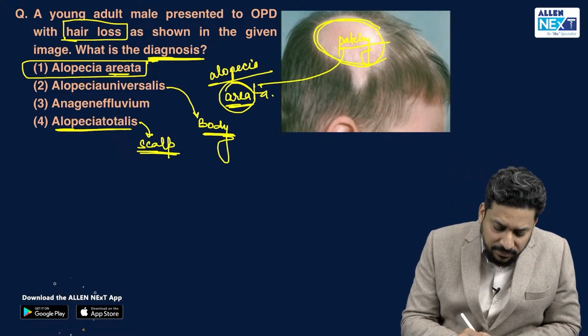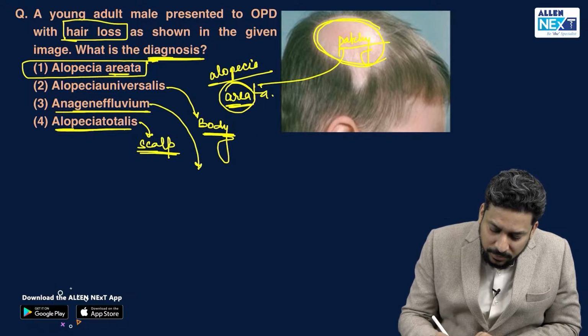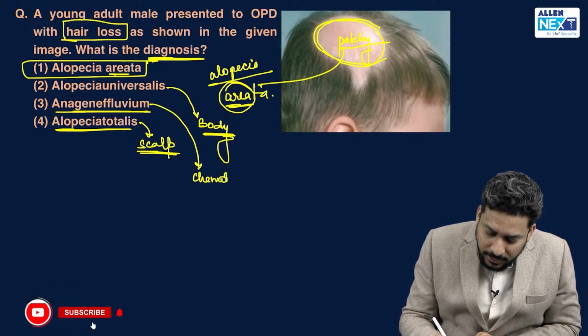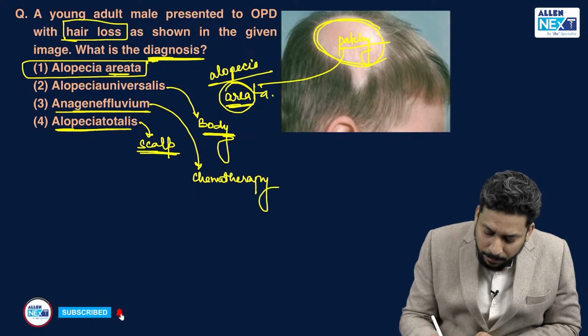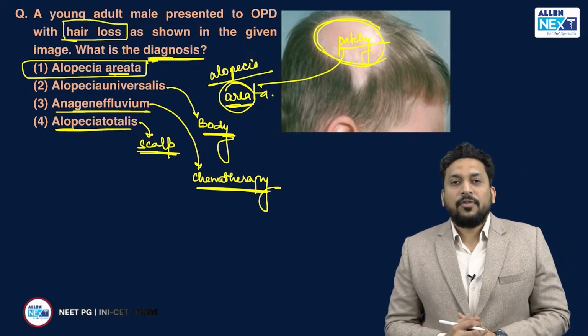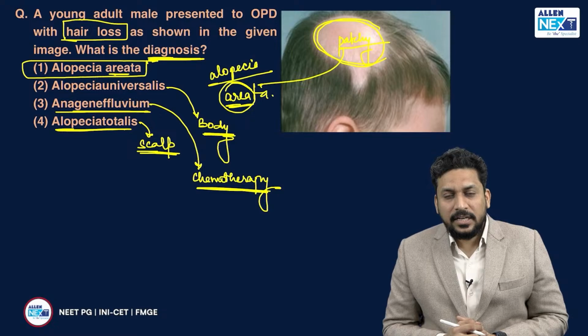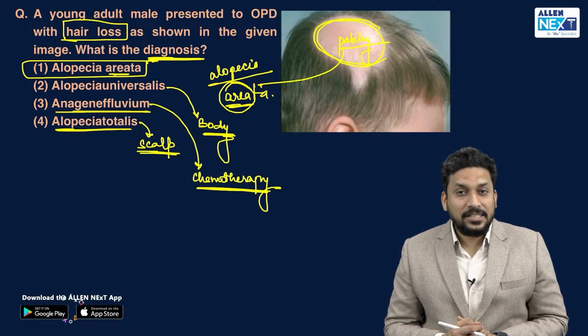While anagen effluvium is the condition seen after chemotherapy, where the patient starts losing complete hair follicles, that is complete hair loss seen after chemotherapy. This is due to anagen effluvium.